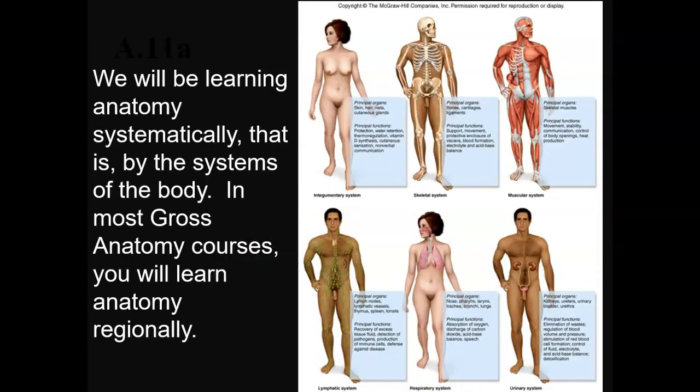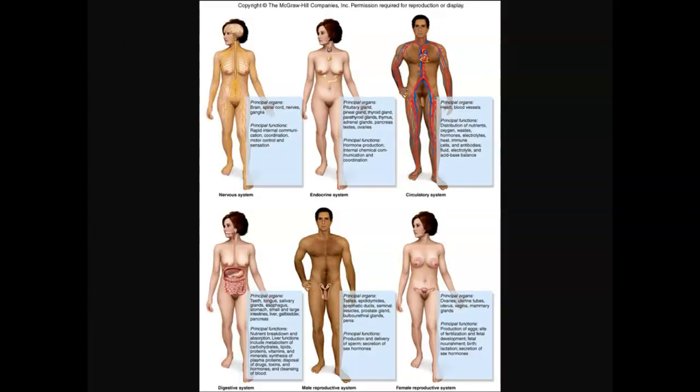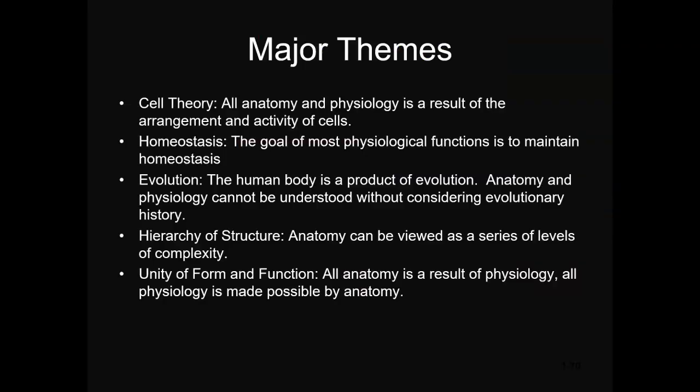For AMP1, we have the skin, the skeletal system, the muscular system, and the nervous system. Everything else is for AMP2. We will see major themes pop up throughout the semester. Cell theory is one. Homeostasis we'll talk about briefly. And the idea of evolution. There are many structures that we'll talk about that are difficult to understand without looking at our relationships to other organisms.